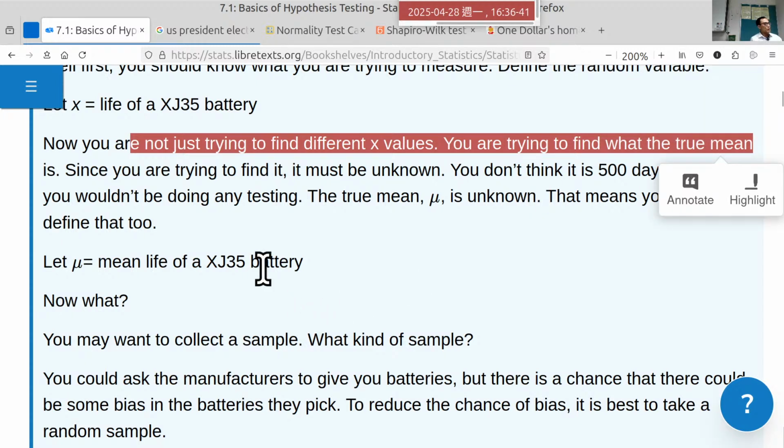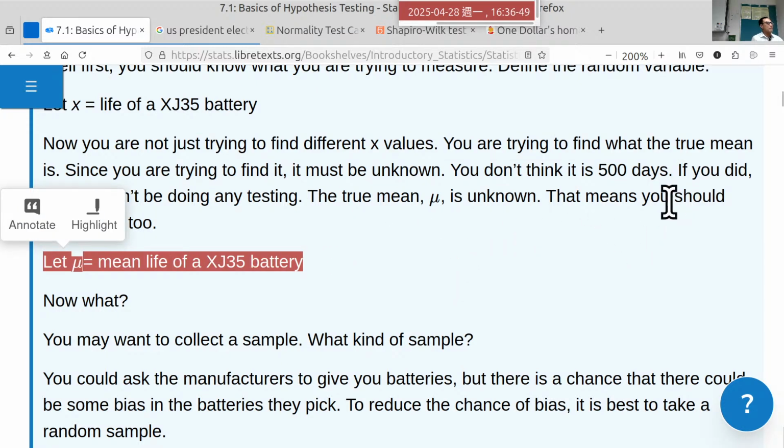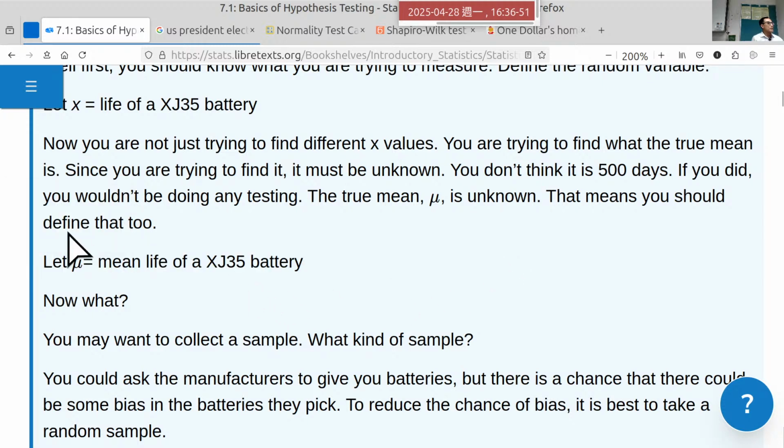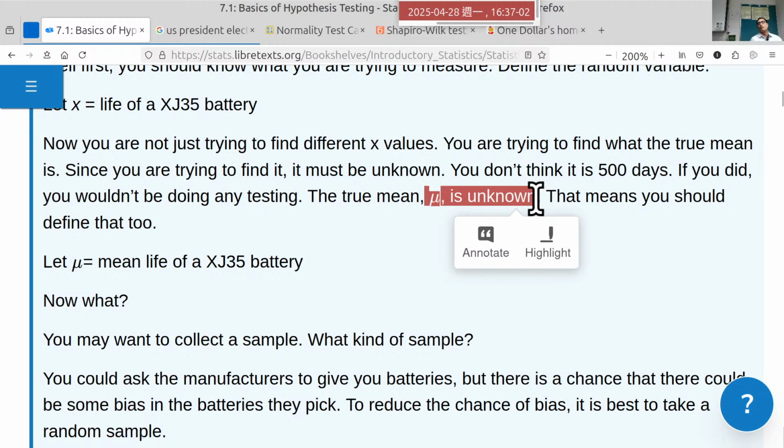Since you are trying to find it, it must be unknown. You don't think it is 500 days. If you did, you wouldn't be doing any test. The real mean, mu, the true mean, mu, is unknown. The mean here is for the population. Again, mu is the population mean.